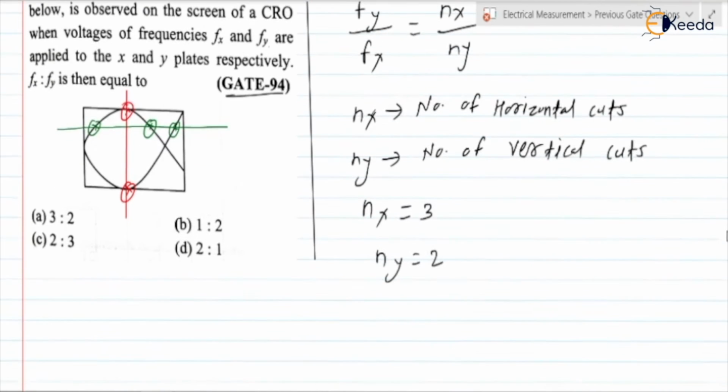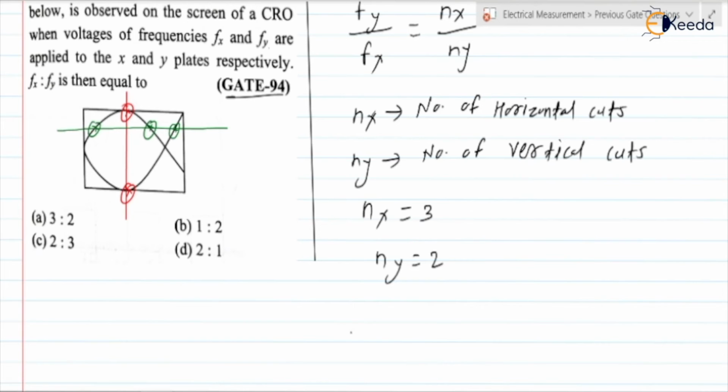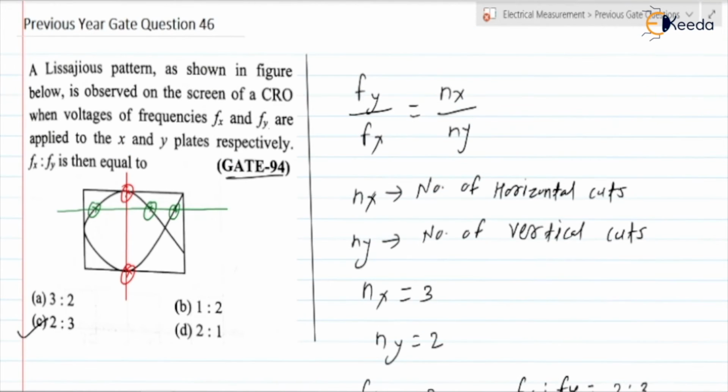So we can write fy by fx is equal to nx by ny, so it is 3 by 2. Therefore we can write fx is to fy, fx is to fy is equal to 2 is to 3. So if you check the options, the correct option is option C.